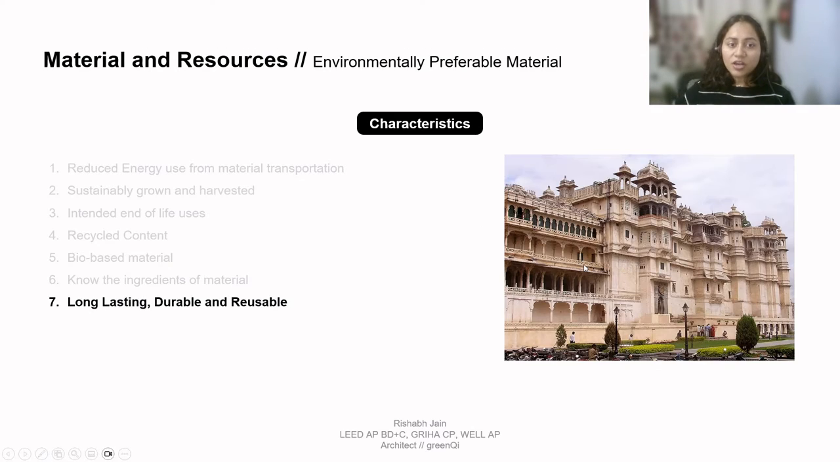And then we have long lasting, durable, and reusable. Any material which is long lasting or has a longer shelf life, because it's durable, is important because those materials will increase the life cycle of the building itself, without the need of replacing them very often. So you're not introducing a new material whenever you're replacing it, because the product is more durable, so you are able to increase the shelf life of the material. And of course, if it's reusable, then it also reduces the recycling process and all that. So it's directly reusable. It's the best characteristic for a material.